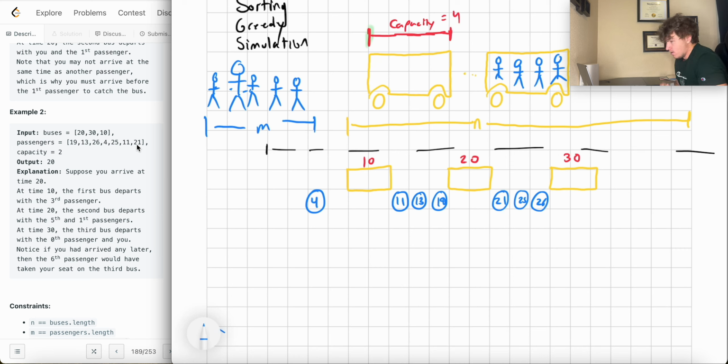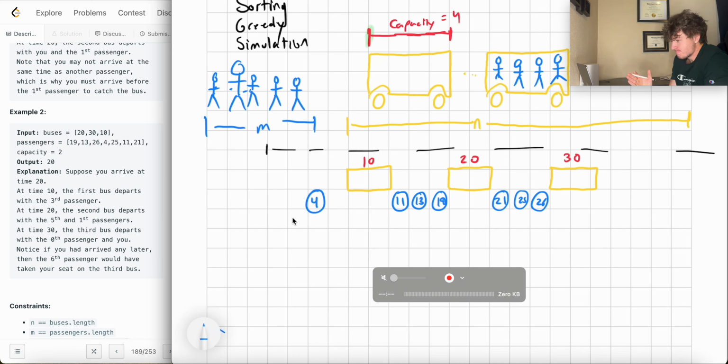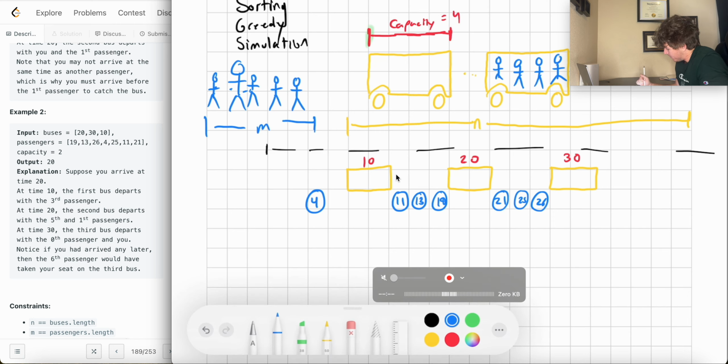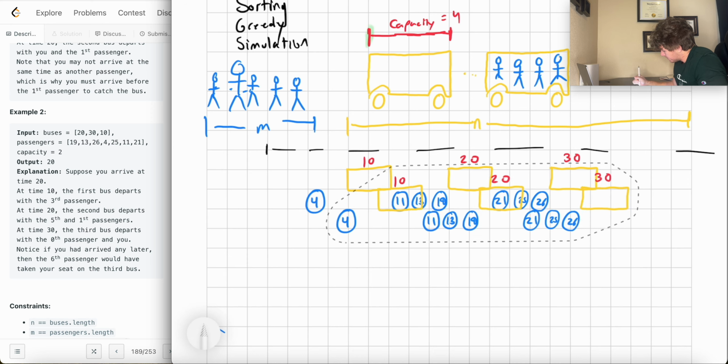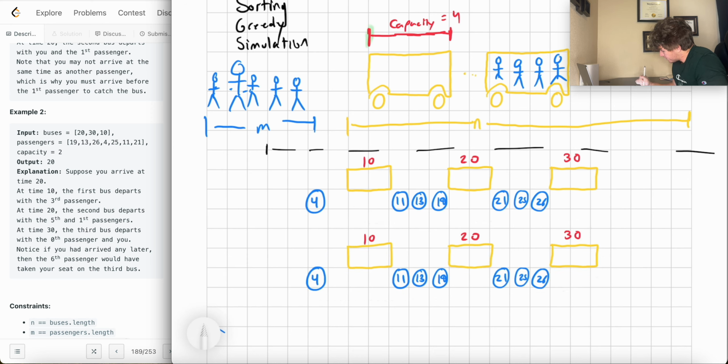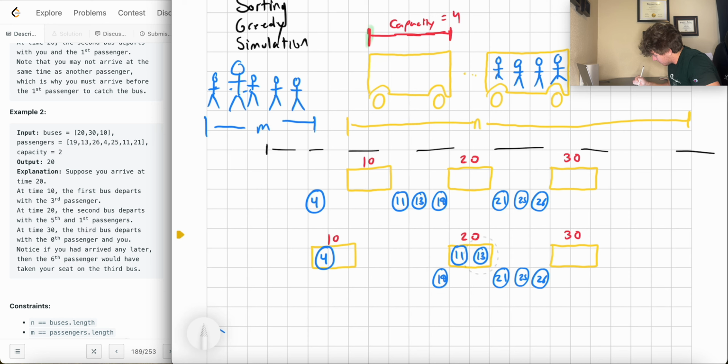Well, 4 is going to arrive first, and then 10's going to show up, and I'm going to duplicate this. And 4 is going to get on this bus, and then it's going to be on its merry way. Okay? When 20 arrives, who's going to get on the bus first? Remember, it's first come, first serve. So even though 19 is closest in this graphic, who showed up first? Well, 11 showed up, right? And 13 showed up. And they're going to be going on their merry way.